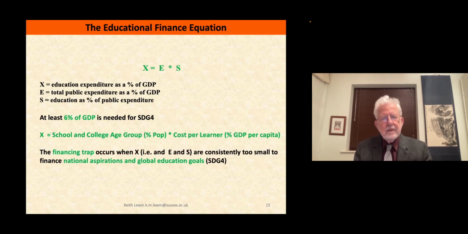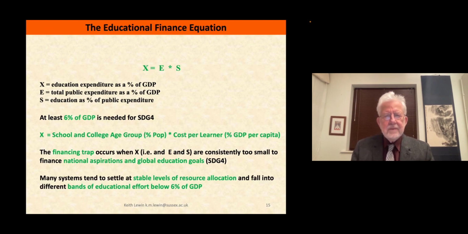A financing trap occurs when X, the proportion of GDP allocated to education, is consistently too small to finance the aspirations of national governments, or for that matter, the SDGs. We have to remember that the proportion of GDP allocated to education is not itself a particularly useful target, because it depends on the value of E and the value of S. It is setting targets for the value of E and S which effectively determines the value of X.